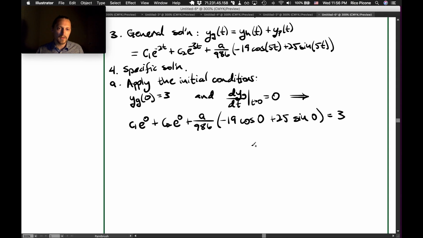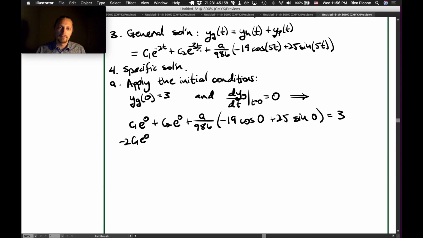The second equation is the time derivative. Time derivative of e to the negative 2t is just negative 2 e to the negative 2t, right? So we're just going to pick up a negative 2, C1. It's going to be e to the 0 again.